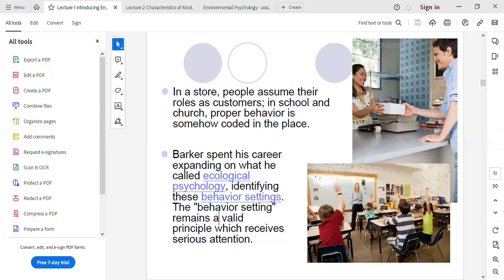Barker also spent his career expanding on what he called ecological psychology. Ecology just refers to nature. Identifying these behavior settings, the behavior setting remains a valid principle which receives serious attention. How the environment influences the way we behave was Barker's question.